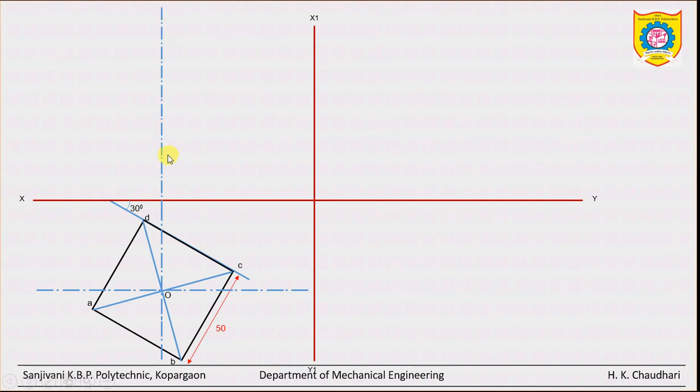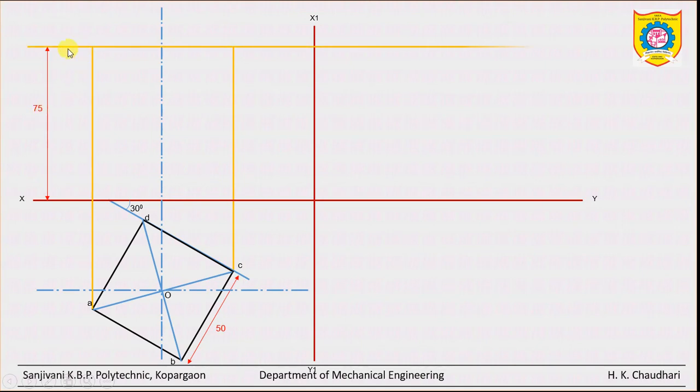Now extend this axis in the front view, and draw the projection from each corner. These projections become the edges in the front view. So 75 is the height given, and this is the top surface. Now see, point O dash at the bottom and O dash the same at the top.